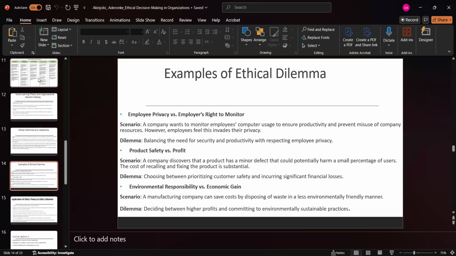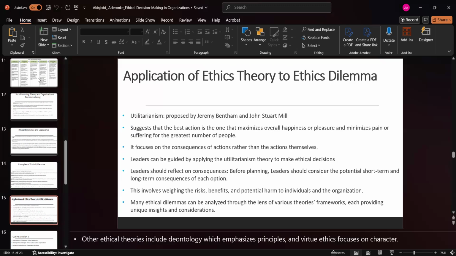Also, consider a situation where a company discovers that one of its products has a minor defect and could potentially harm customers. There's the option of recalling the product from the market, thereby incurring significant financial loss, and choosing to prioritize customers' safety. Automobile companies such as Toyota and Nissan have gone this route, and they've recalled vehicles because they posed harm to customers.